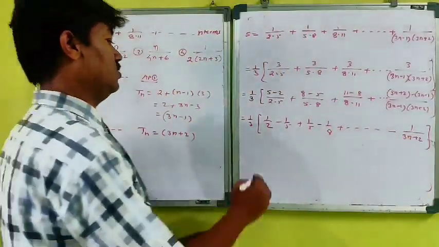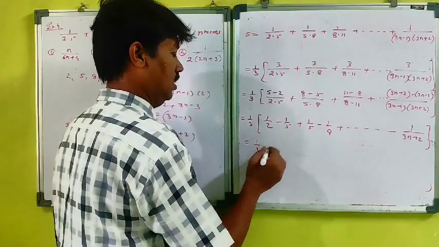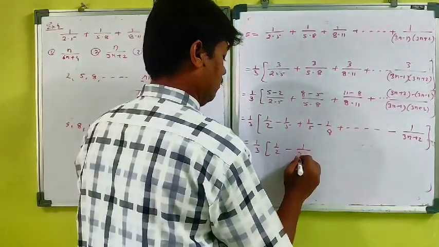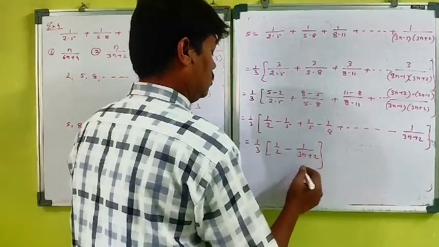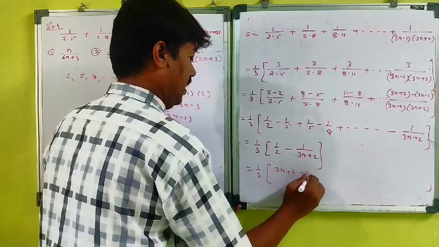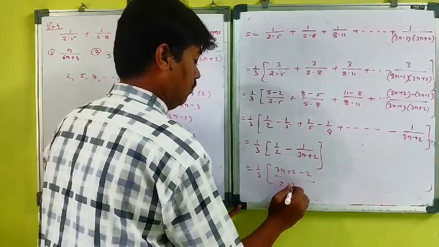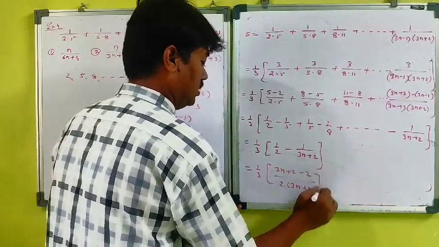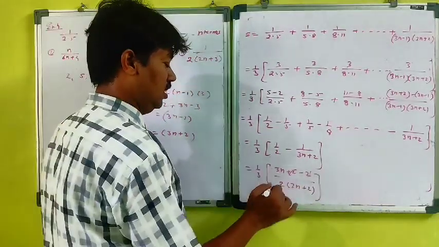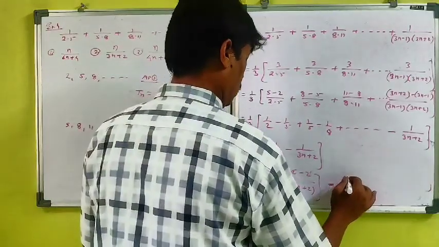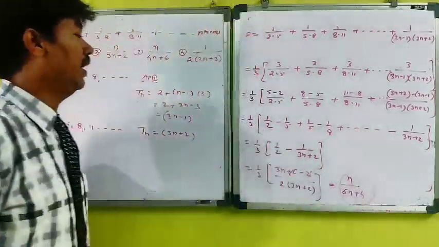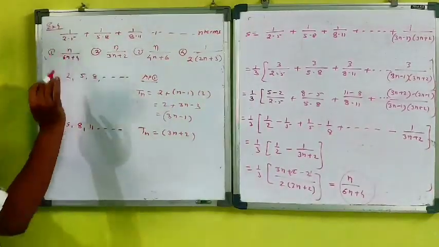So the answer will be 1 upon 3, and all the middle terms cancel, only the first term and the last term will be there. After simplifying this, (3n plus 2 minus 2) upon 2 into (3n plus 2), the 2 cancels. Finally this 3 also cancels, so it is n upon (6n plus 4). So that is the correct answer for this, the first option.